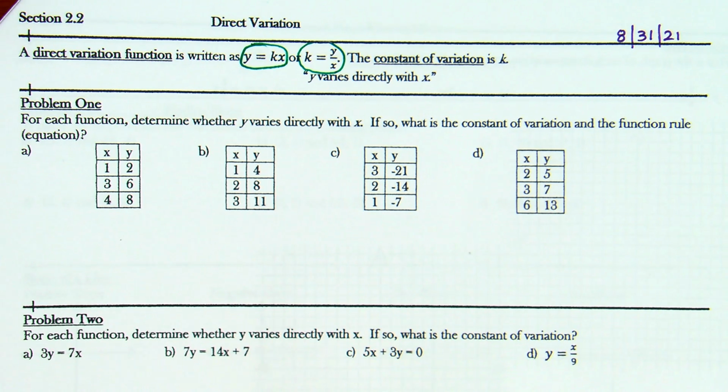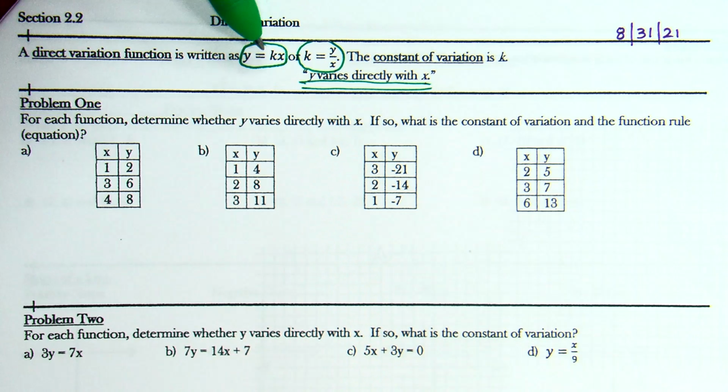An important phrase that you'll see is "y varies directly with x." That's the phrase that will help us set this up. "Y varies" makes me think y equals. "Varies directly" means we're multiplying by some constant, which we call k.